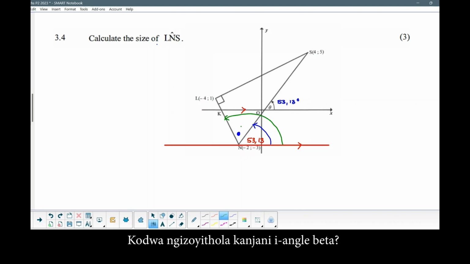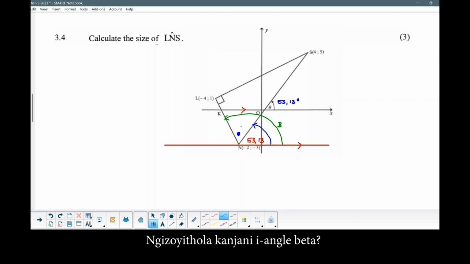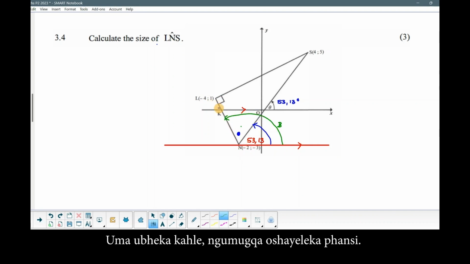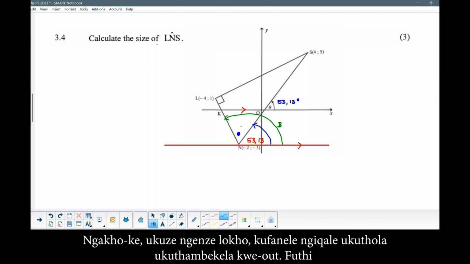But how am I going to find angle beta? Let me call it angle beta because we know that this is equivalent to theta. In order to find angle beta, I need the angle of inclination of this line. If you look closely, it is a line that is sloping negatively, so I know that that's going to be an obtuse angle. So to do that, I first need to find the gradient of LN.